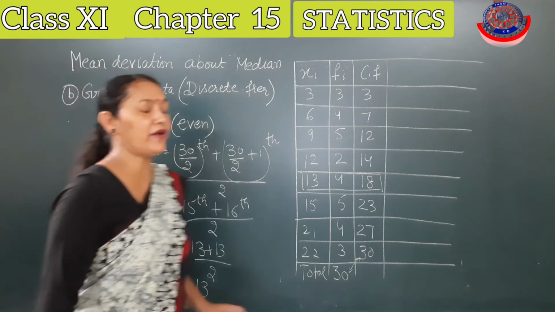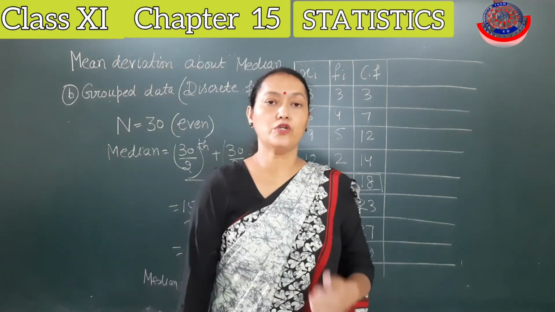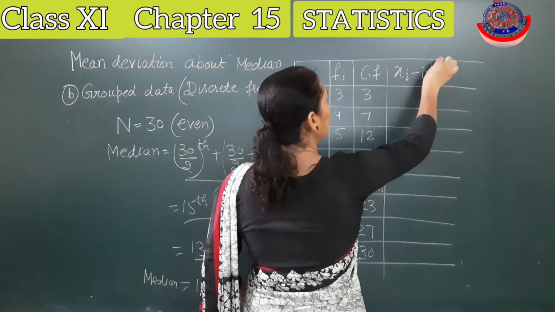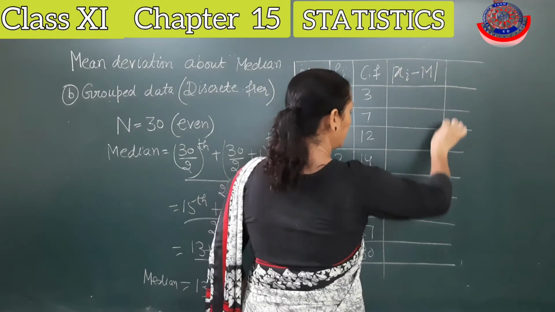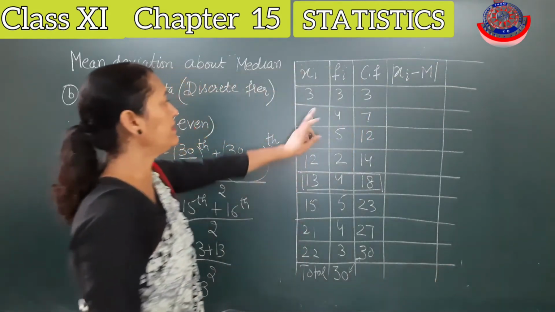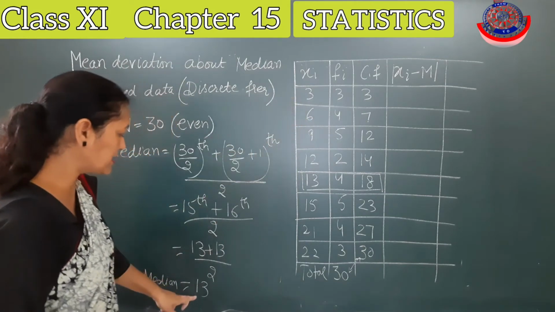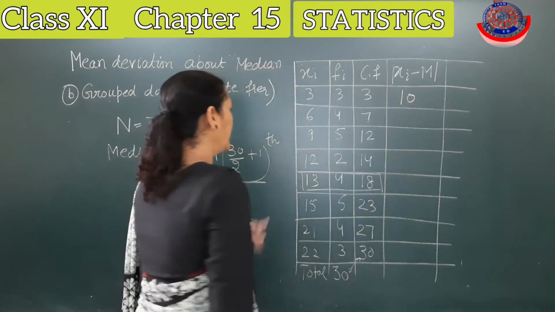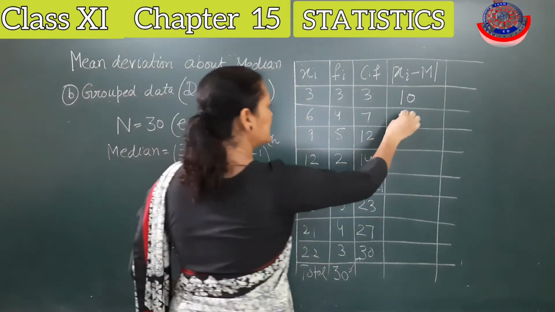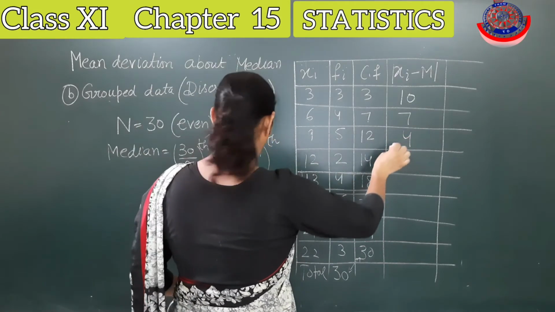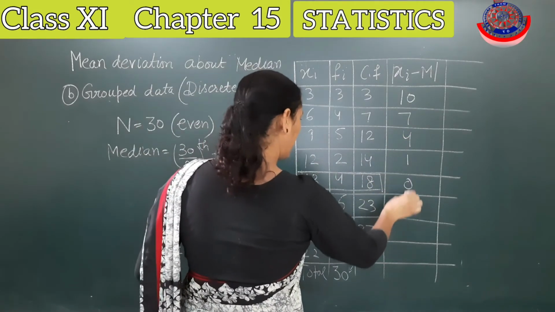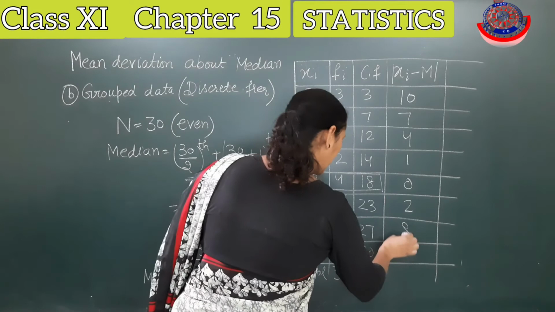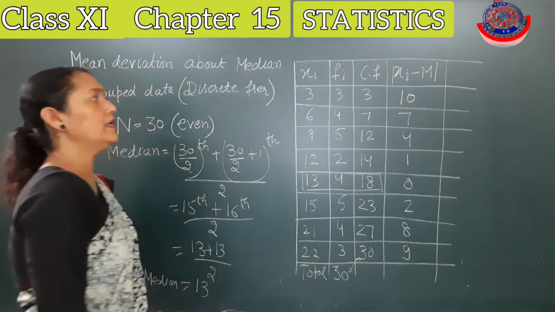After calculating median, we have to calculate mean deviation about median. So first step is to, from each observation we will be subtracting median and then taking mod of it, absolute value of this. We have xi, xi is 3, 3 minus 13 will give us 10, 6 minus 13, 7, 9 minus 13, 4, 12 minus 13, 1, 0, 15 minus 13, 2, 21 minus 13, 8 and 22 minus 13 as 9.